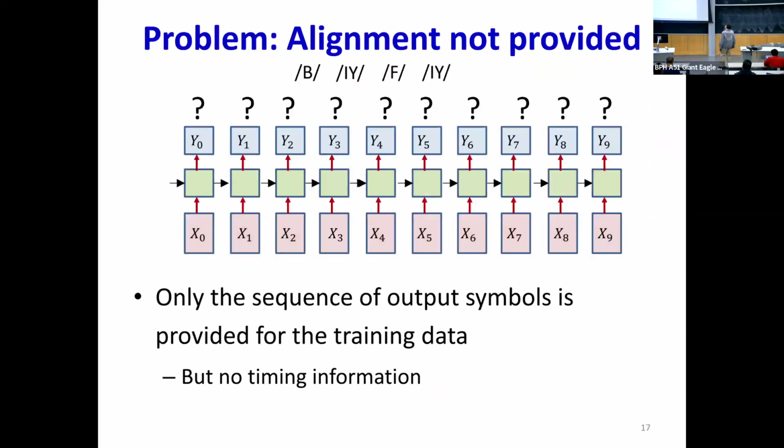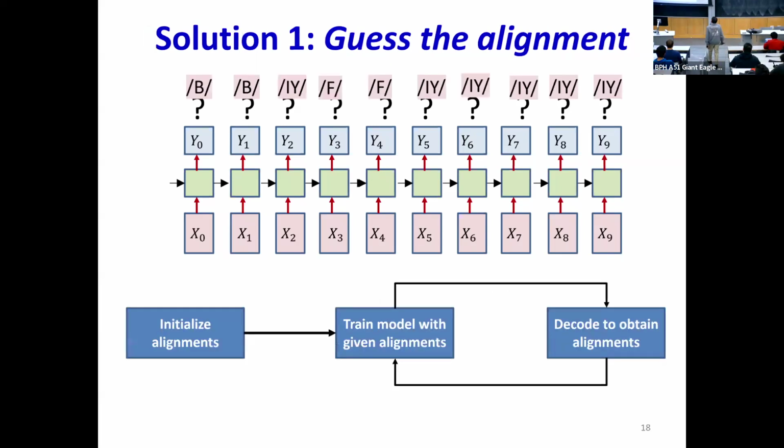So the bigger problem is, how do we train when the alignment is not provided? I've given you the output sequence, but I've not told you where in time each symbol occurs. We saw one way of solving the problem. I could give you some initial alignments, I can train some models with it, then I can use those models to obtain new alignments and cycle through.